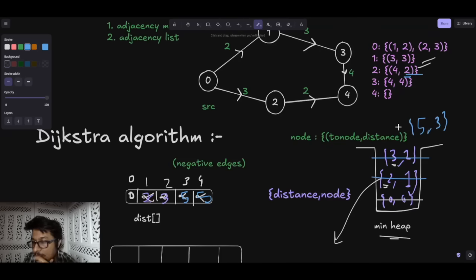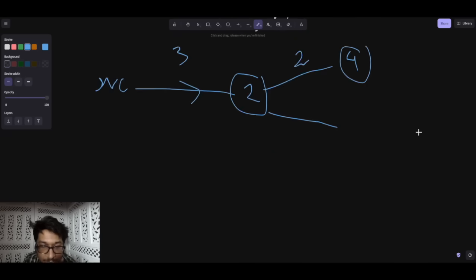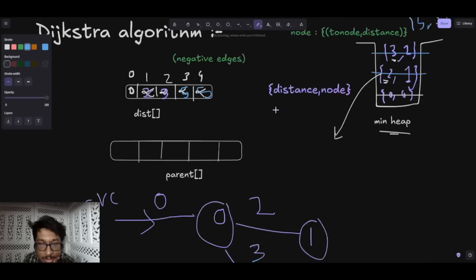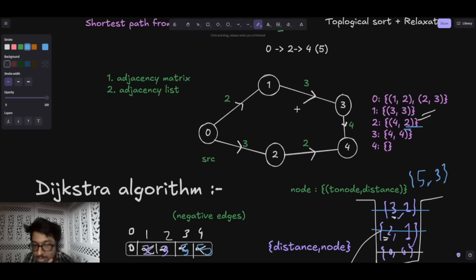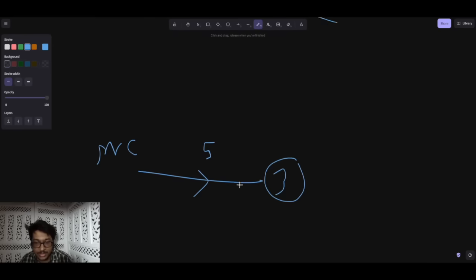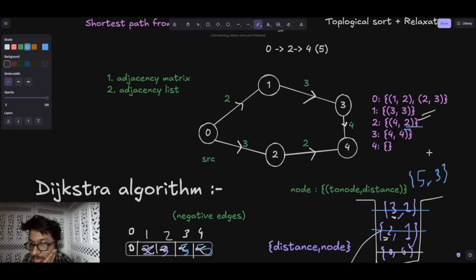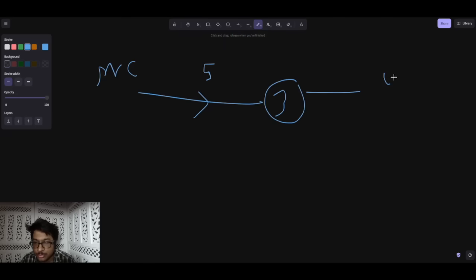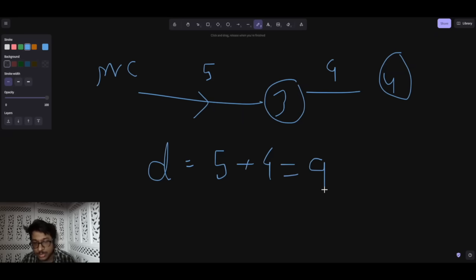Now after this we have 5 comma 3. 5 comma 3 means the distance is 5, so source to 3 distance is 5. You've taken this distance. From 3, where can we go? Take a look in the adjacency list. 4. So from 3 to 4 is a distance of 4. So now the distance becomes 5 plus 4, which is equal to 9. So the distance of source to 4 becomes 9.